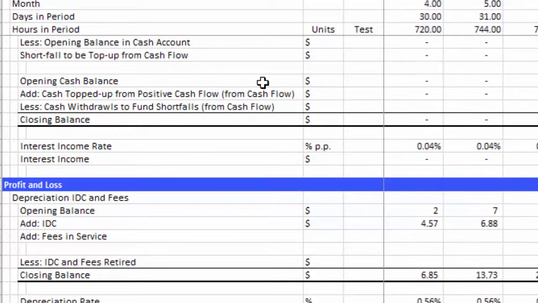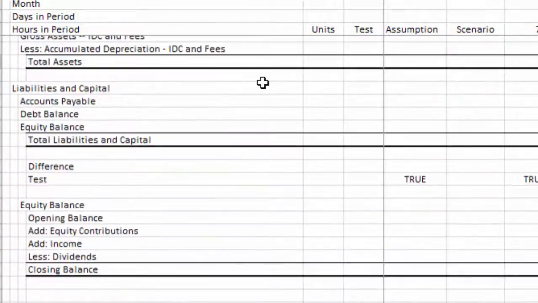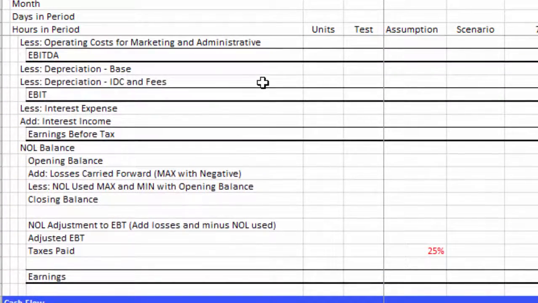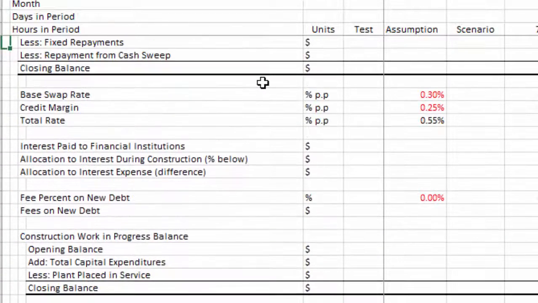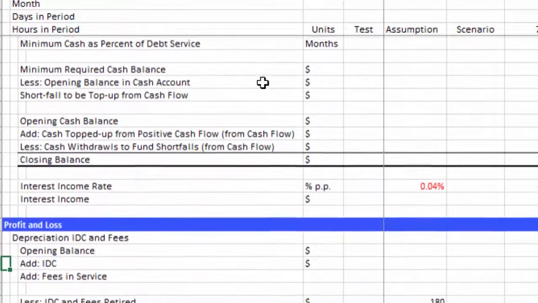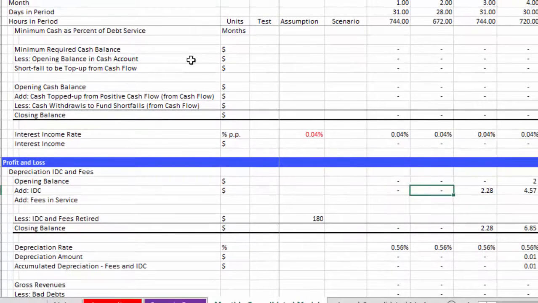Okay, and then we have the depreciation and accumulated depreciation. Okay. There is one little thing that should be changed on here, by the way, and that is that we should use some sort of ratio. Excuse me, I can't even find this now. This should be the IDC. I'm sorry.